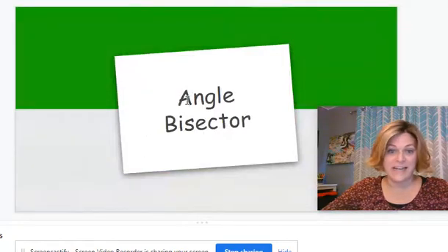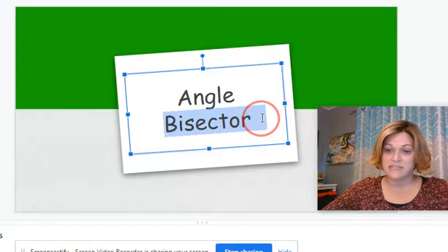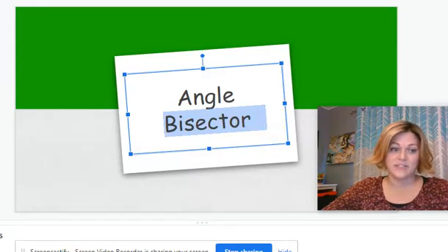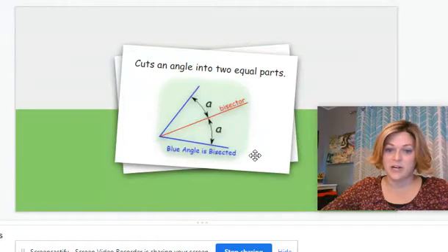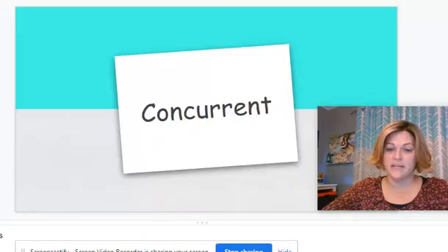Angle bisector. Again, there's angles and bisecting. That word comes up again. Bisecting means cuts perfectly in half. So we're just cutting the angle perfectly in half. So if we look here at this large blue angle, this red line is the bisector, and it creates two congruent angles on both sides, or two congruent parts.